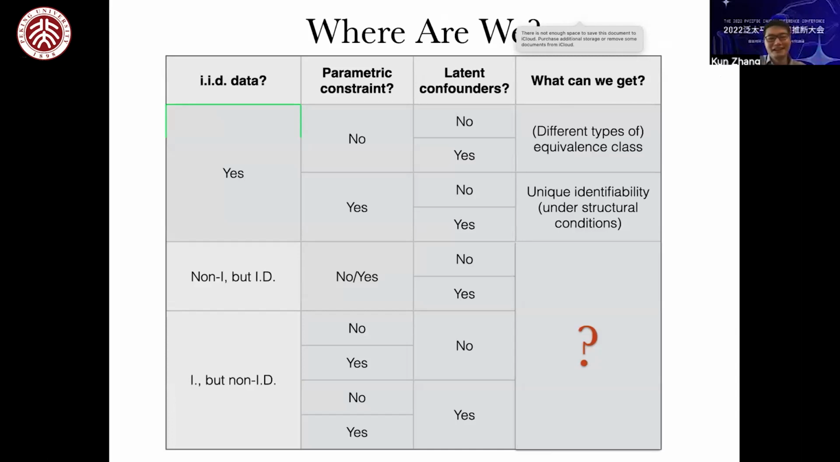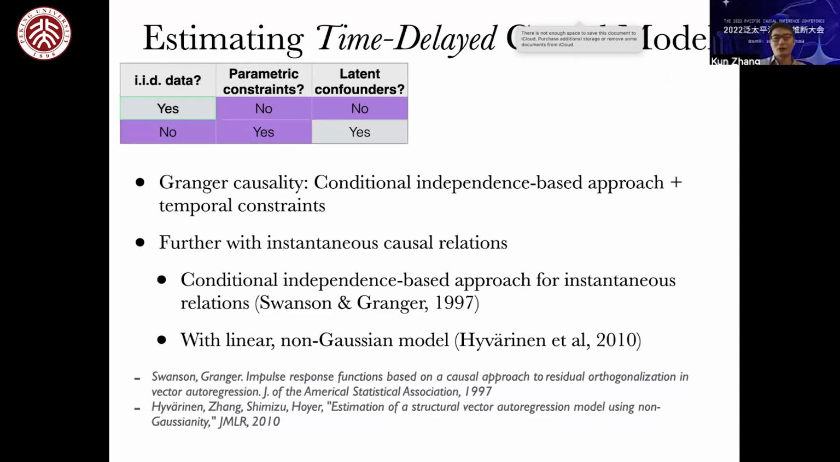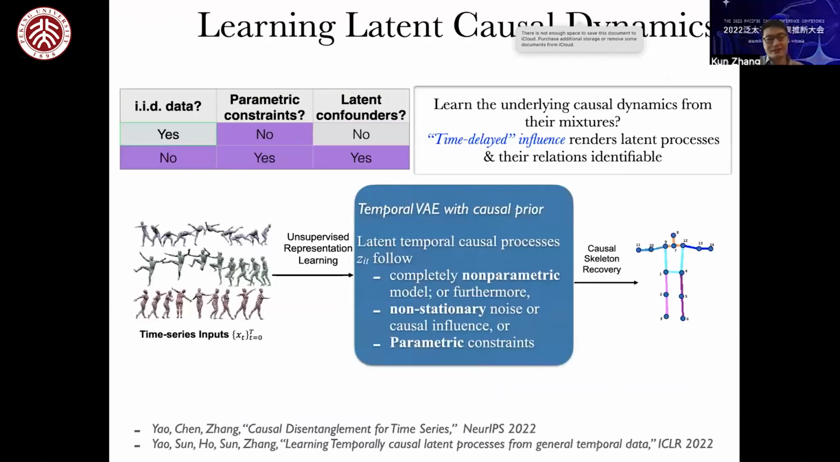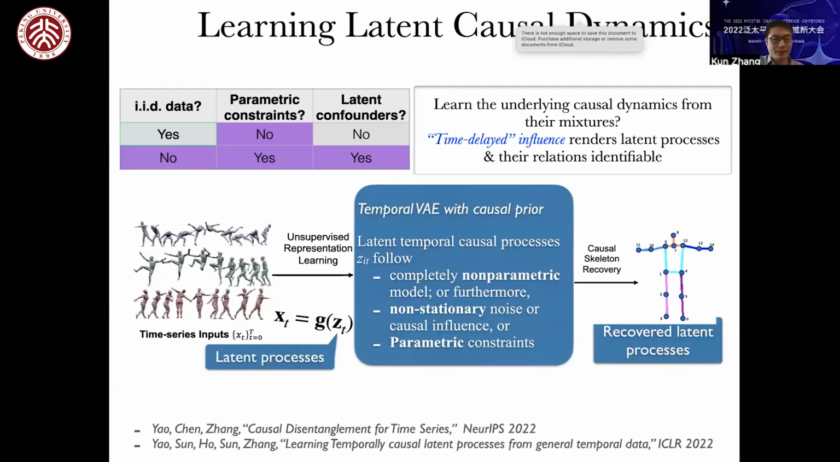I have 2 minutes for this part. First of all, if you have only time delay causal relations in stationary environments, it's traditional time delay causality in time series, right? You may want to use Granger causality or some extensions. And recently, we solved this problem. As you can see from here, we measure variables, and the measured variables, like image pixels in video data, actually are nonlinear functions of the underlying latent causal processes, right?